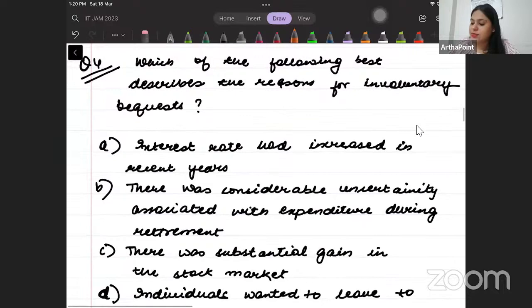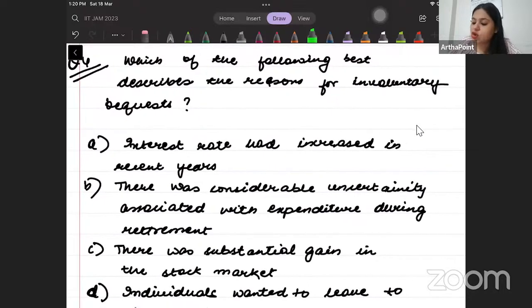Okay. Now let's come to the next question. It says, which of the following best describes the reason for involuntary bequests? Please understand this. See, bequest is usually what you leave for your future generation. Like if my grandfather leaves something for me, it's a bequest. Now, the aim of keeping bequest is only when you are not very self-centered. If you care enough for your future generation, you will go ahead and leave some bequests for them.